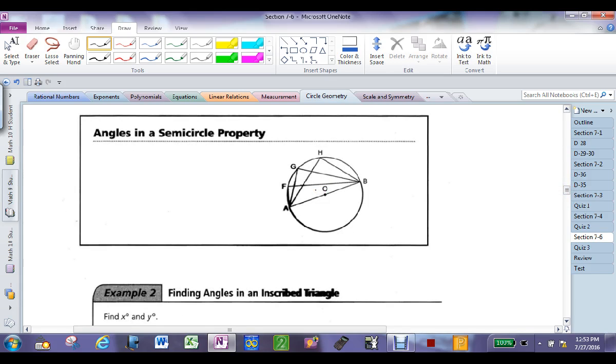Angles in a semicircle. What do we know about that? Every angle that subtends from a diameter is what? We did this on the back.